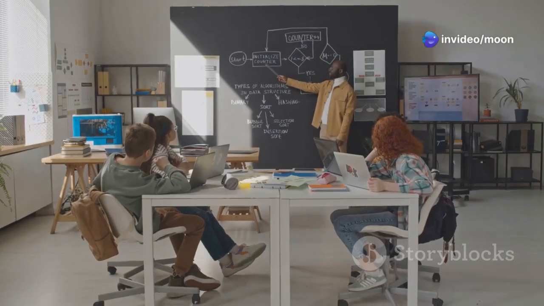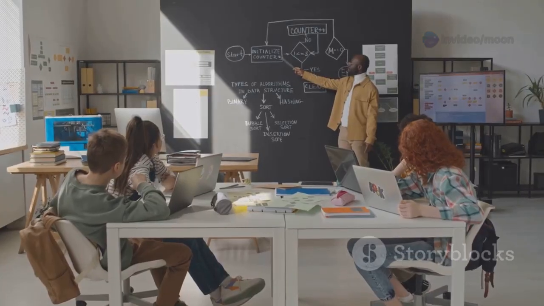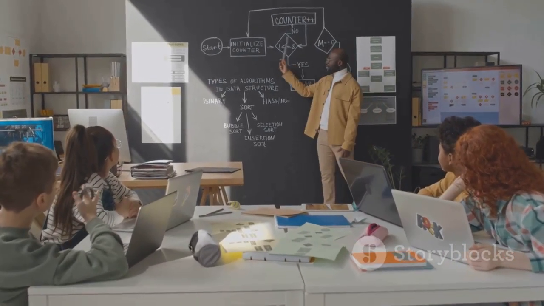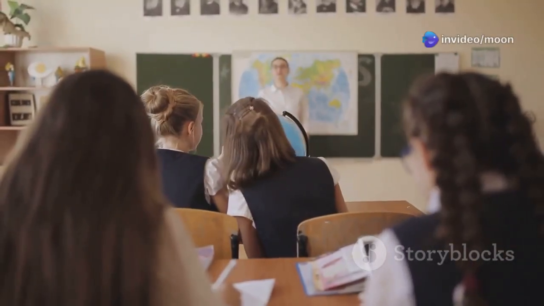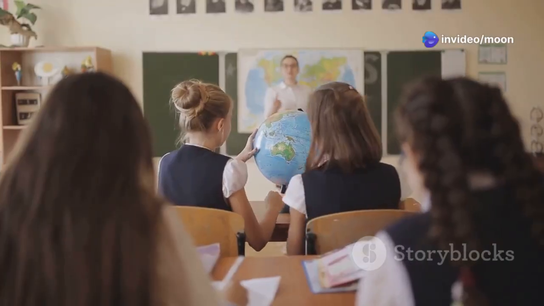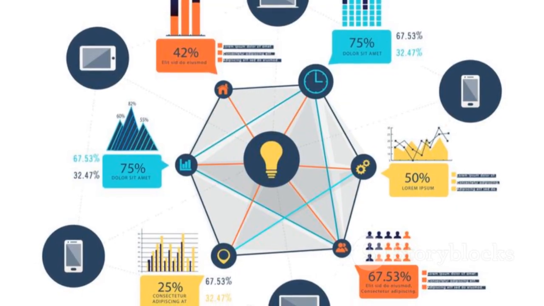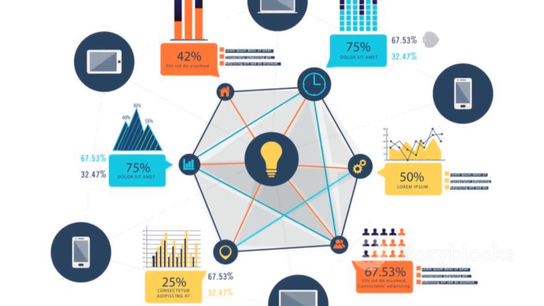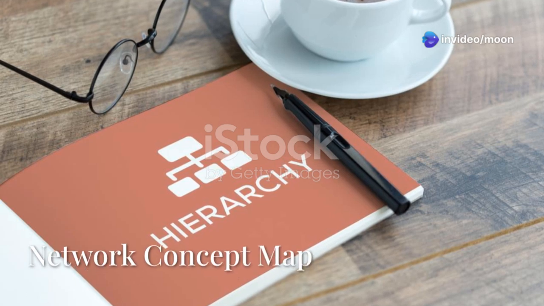This hierarchical structure helps clarify relationships between major and subsidiary concepts, making it an excellent tool for both teaching and learning. Hierarchical concept maps are particularly useful for subjects that have a clear organizational structure, such as sciences, history, and social studies. They provide a clear visual representation of how different pieces of information relate to each other, making it easier to see the big picture and understand the finer details.